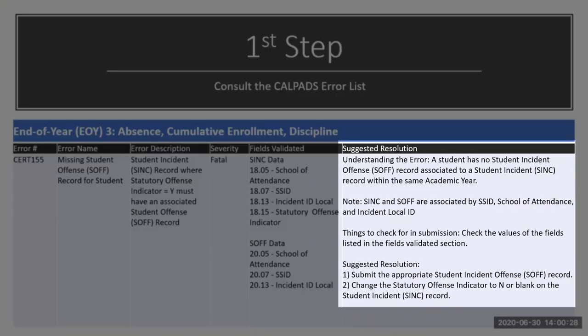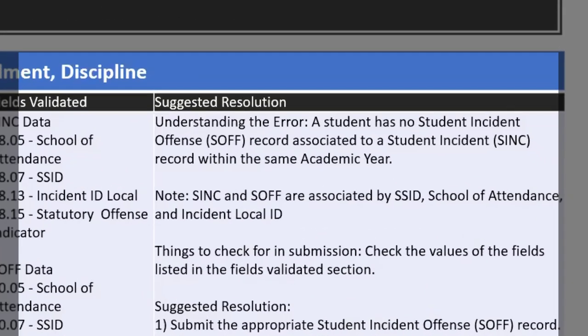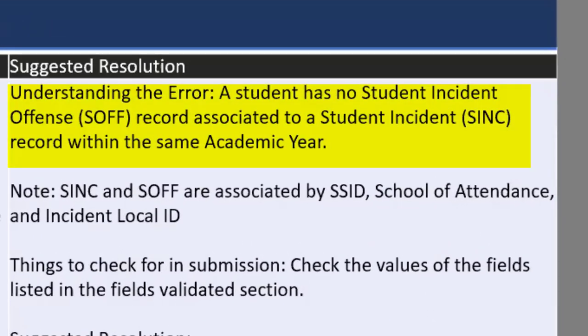So typically, the suggested resolution provides you with one, the resolution, but two, what's expected in CALPADS, right? And so understanding the error says, a student has no student incident offense record associated to a student incident record within the same academic year. So basically, we are trying to match up the offense that was indicated in the sync or the student incident, okay?